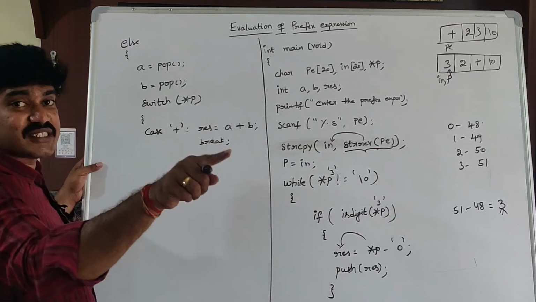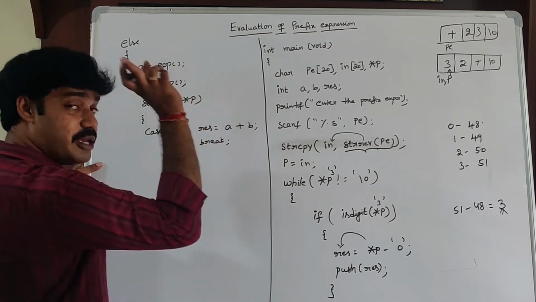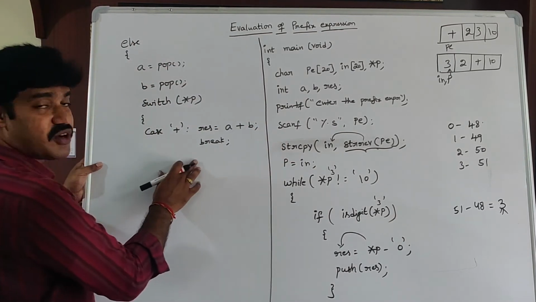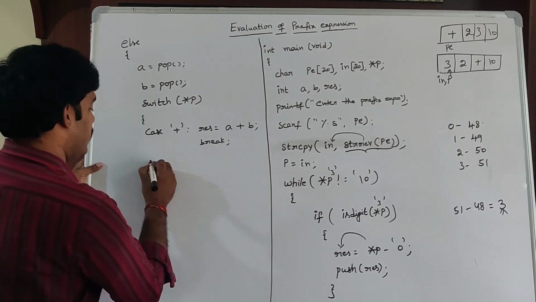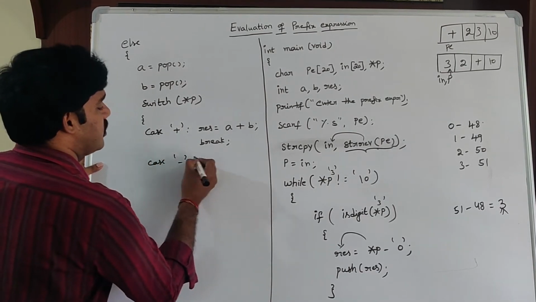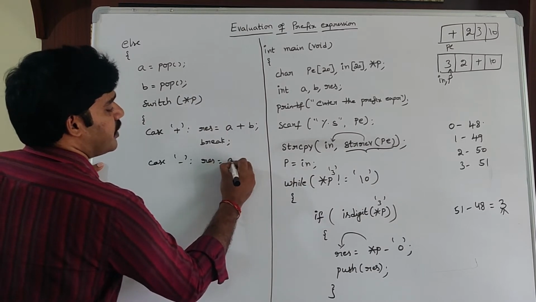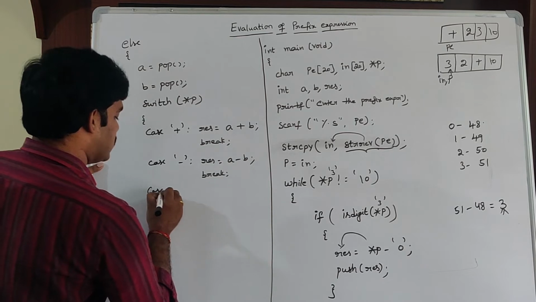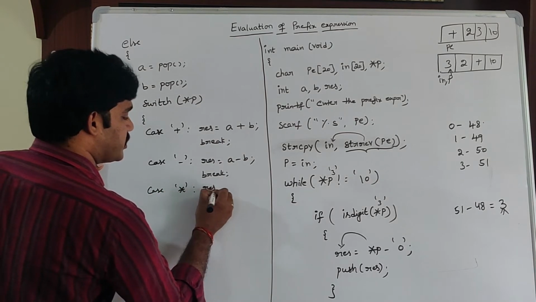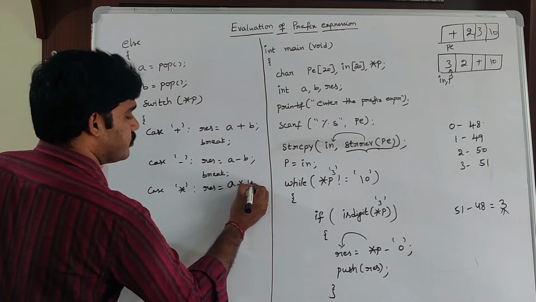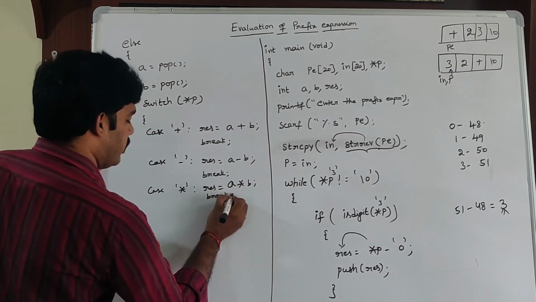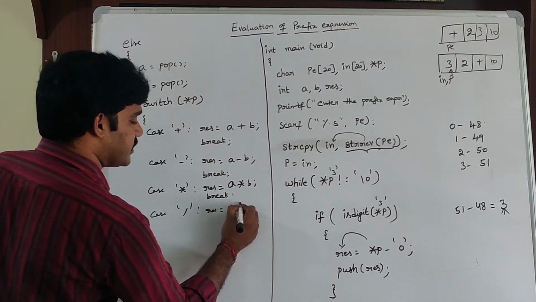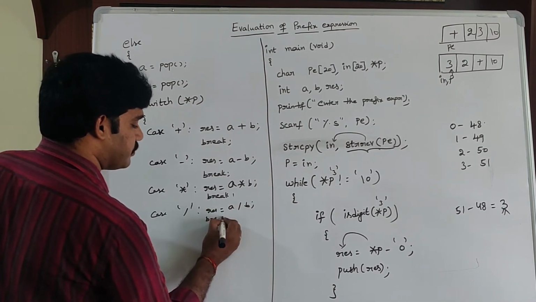Whereas in the postfix expression evaluation, result is equal to B plus A there. Why? Because the first popped element is placed on the right hand side. Here the first popped element is placed on the left hand side. Case minus: result is equal to A minus B, break. Next, case star: result is equal to A star B, break.